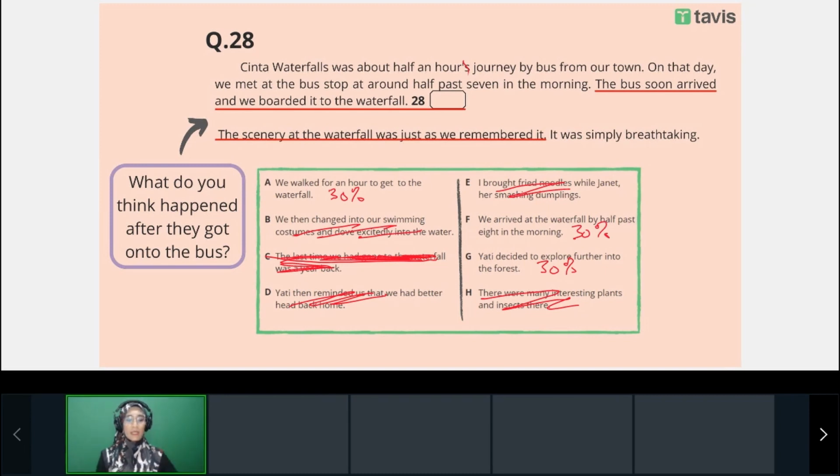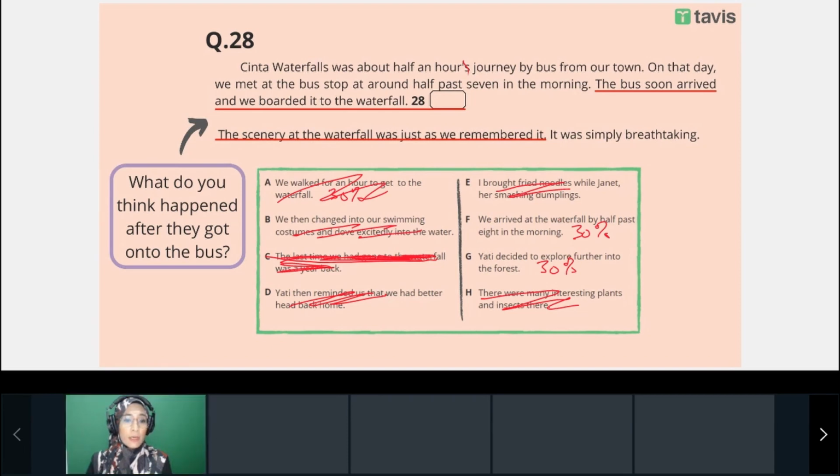So the 10% now is entirely up to you. Which one wins? Is it we walk for an hour to get to the waterfall? They didn't walk, right? They didn't walk to the waterfall. They already reached the waterfall by bus. So we are going to scrape this off. Now we were left with F and G. Do you think F is the best or G is the best?